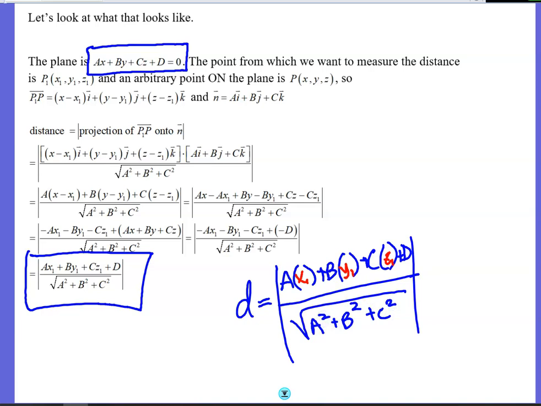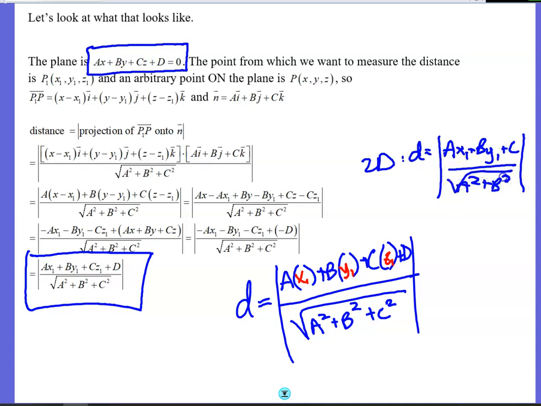So it's the exact same thing as 2D. I'll remind you of the 2D version here. The 2D version is a line, so ax1 plus by1 plus c all over the square root of a squared plus b squared. So again, this is my 2D version because it's a line. This is my 3D version because it's a plane. And this will get you the distance from a point to a plane.